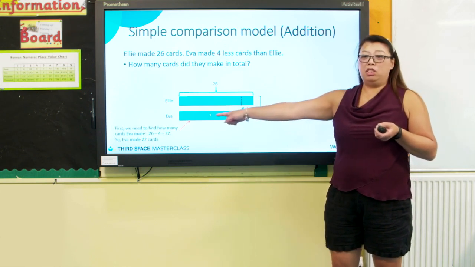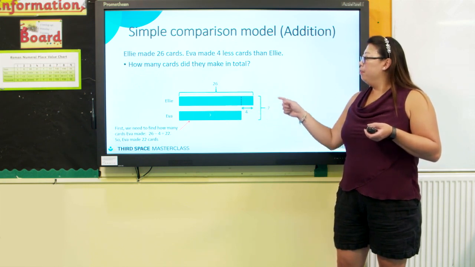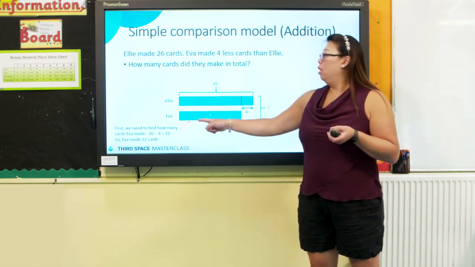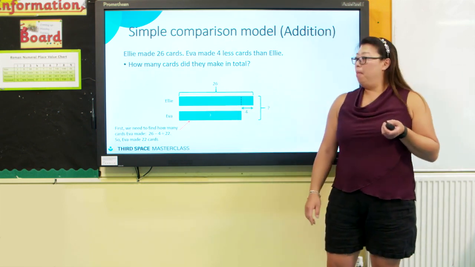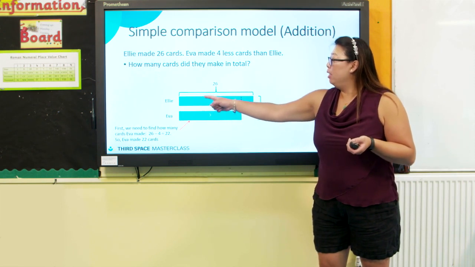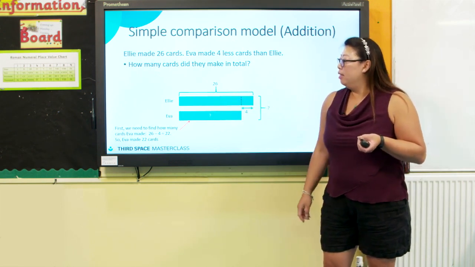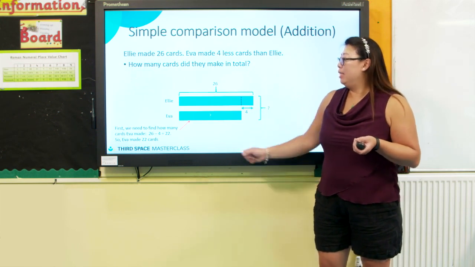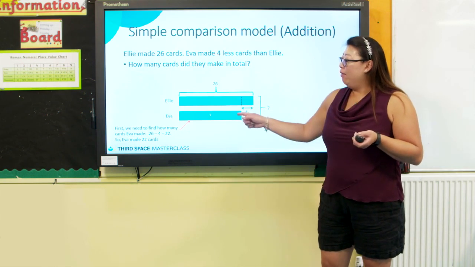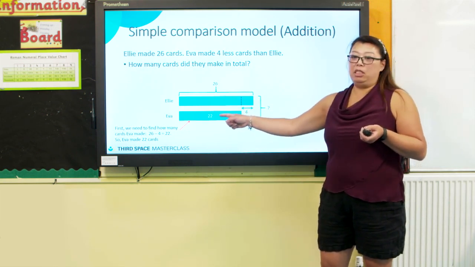Notice you also have a question mark here. So in order to work out the total, you'll need to work out, first of all, how many cards Eva made. So Ellie made 26, so Eva made 4 less, so therefore we need to find the 4 less than 26, or 26 take away 4, which is 22. So Eva made 22 cards, and we can change that to 22 now.